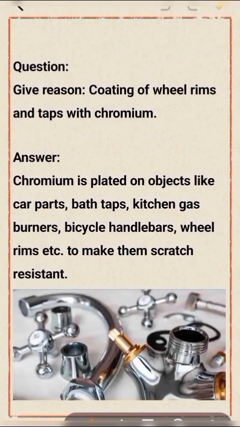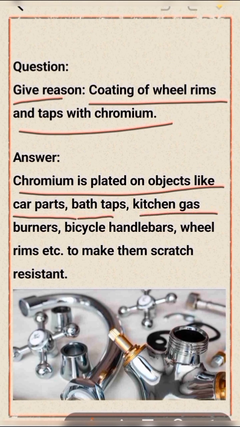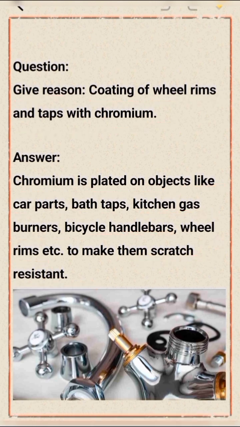Give the reason for coating oil rims and taps with chromium. Chromium is plated on objects like car parts, bathtubs, kitchen gas burners, bicycle handlebars, wheel rims, etc., to make them scratch resistant. Show the picture supporting this question.